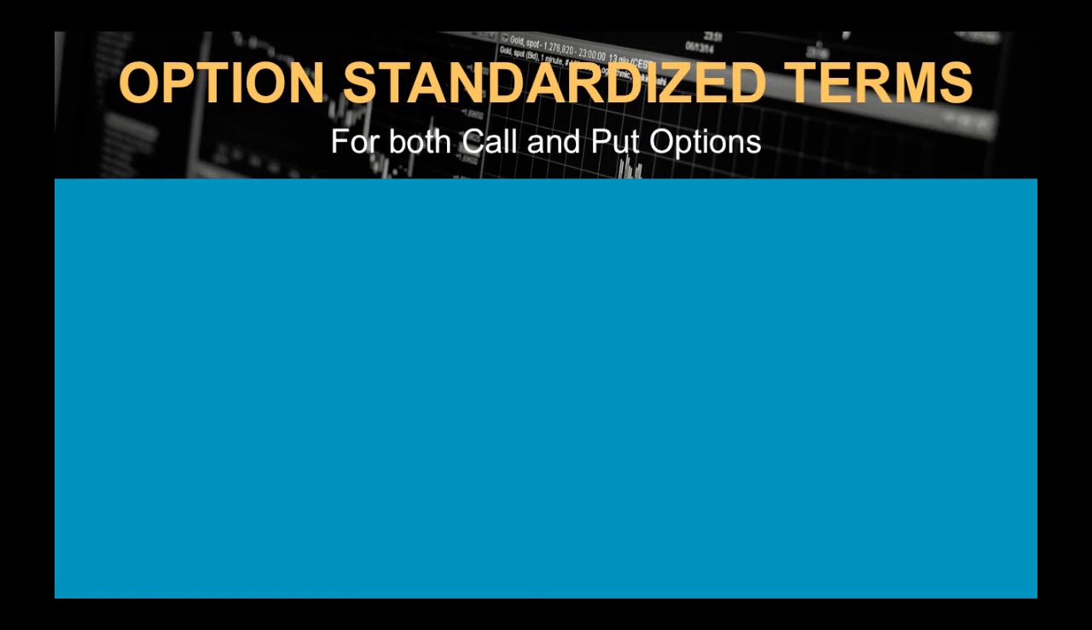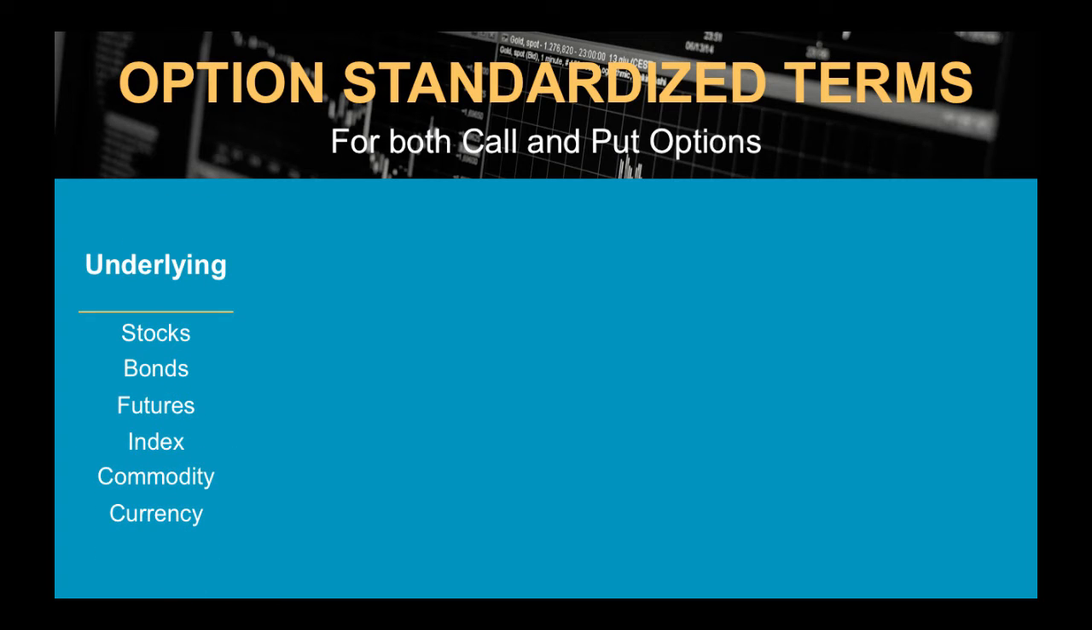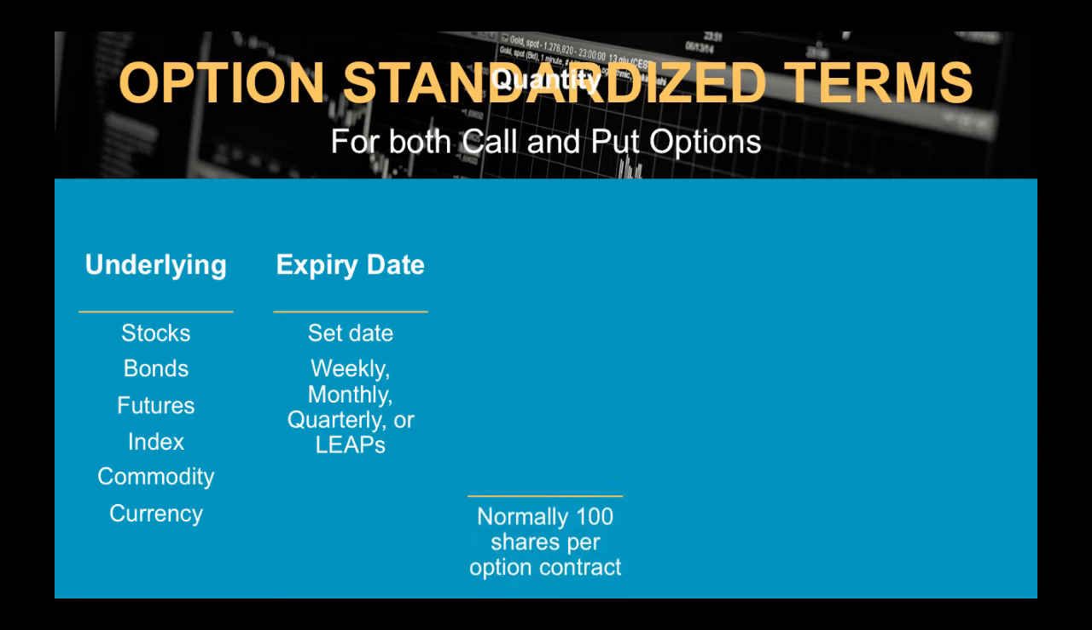So what are the standardized terms of option contracts? As set out by the stock exchange, there are several key factors. Firstly, we have the underlying. I've mentioned this just a moment ago. An underlying might be a stock, a bond, a futures contract, an index, a commodity, or a currency. We also have an expiry date. These expiry dates are set by the exchange. They might be weekly, monthly, quarterly, or a leap, which is a long-term option.